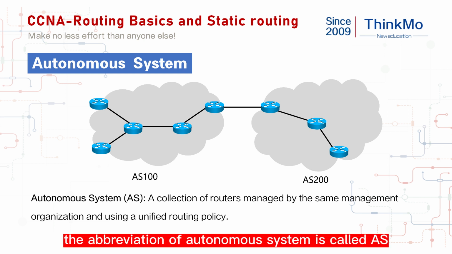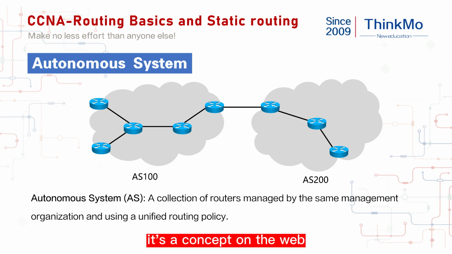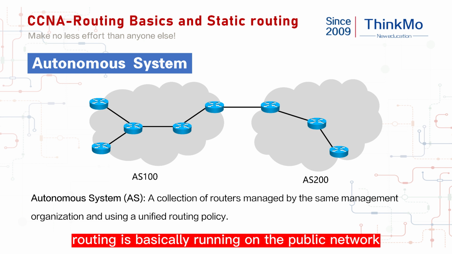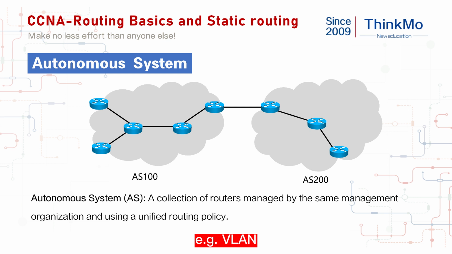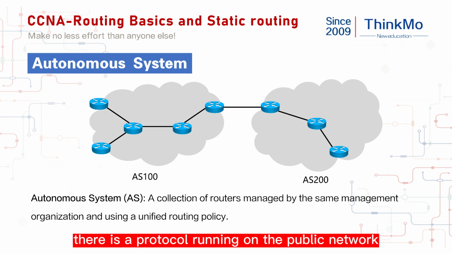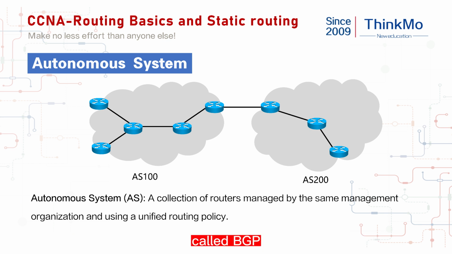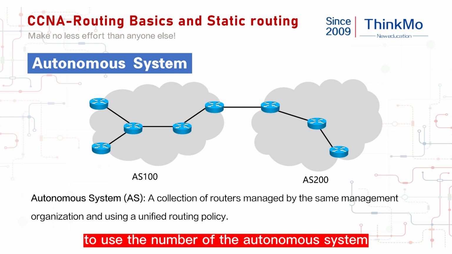The abbreviation of autonomous system is AS. It's a concept on the web. We must not separate from the public network when learning routing, because routing basically runs on the public network, unlike knowledge exchanged only within the enterprise, such as VLAN. There is a protocol running on the public network called BGP. It is very typical to use the number of the autonomous system.